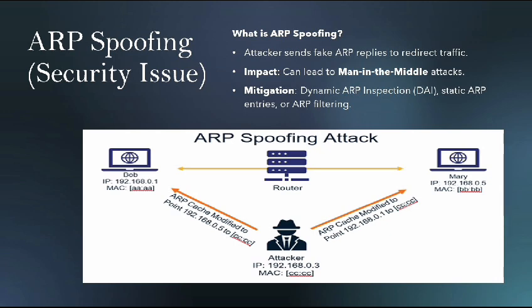What are the mitigation techniques? To protect against ARP spoofing, networks can implement mitigation techniques such as dynamic ARP inspection, or DAI, which checks ARP replies against a trusted database. Another method is static ARP entries, which ensure that devices always communicate with the correct MAC address. Monitoring tools can also detect suspicious ARP activity, preventing attacks before they cause harm.